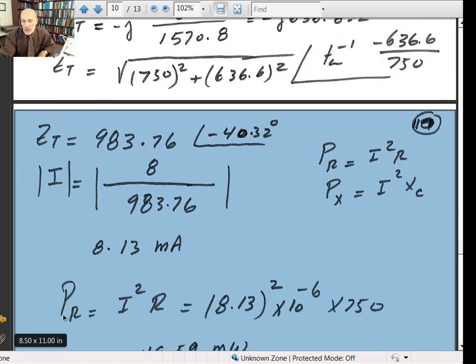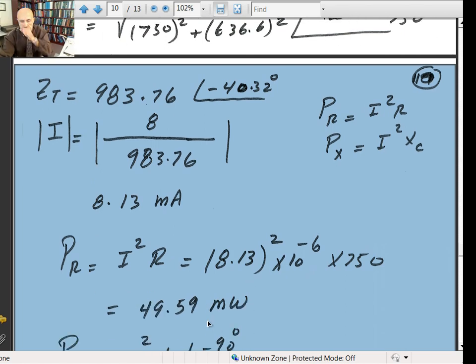The real power, with what we are reading, would be I squared, that's RMS squared, times R, which would be 8.13 squared times 10 to the minus 6, because if I square 10 to the minus 3, it gives you 10 to the minus 6, times 750. That gives you, excuse me, 49.59 milliwatts.